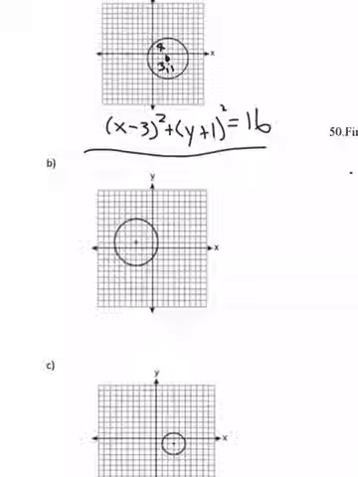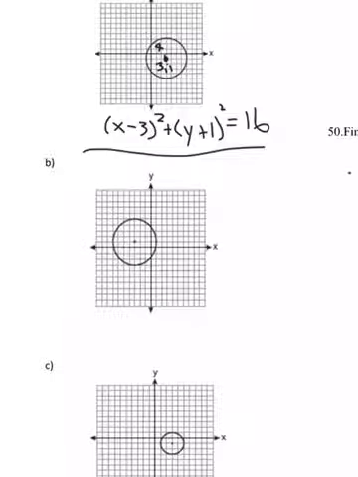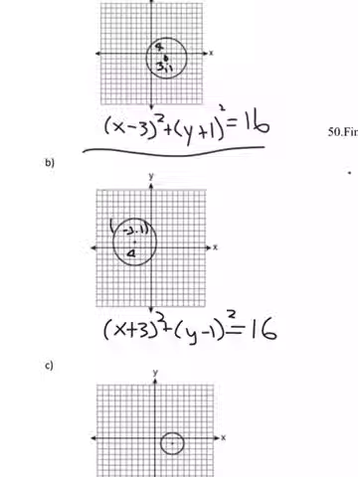Here, the center is at -3, 1, also with a radius of 4. So this time it's x plus 3 squared plus y minus 1 squared equals 16.